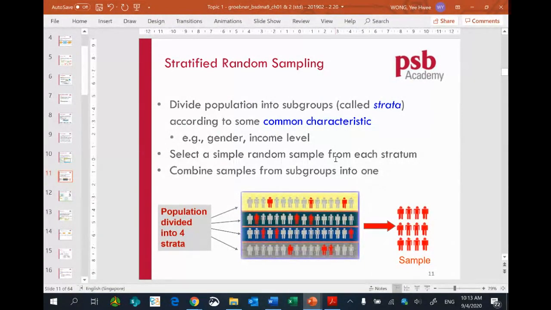Any sort of grouping where you have a common characteristic, where you group the population, is called stratified random sampling. So from each of these groups, which we call strata, you're going to pick some samples.